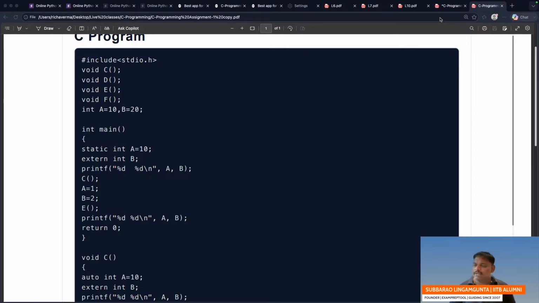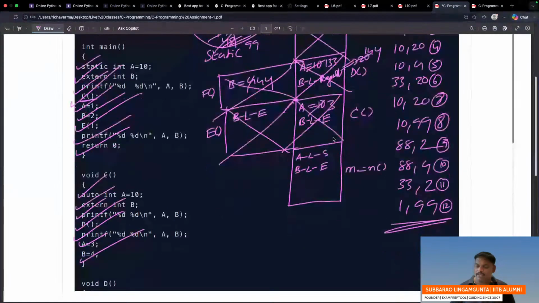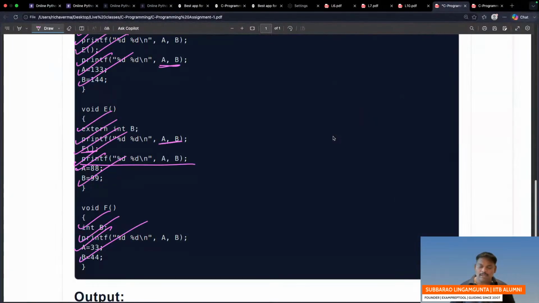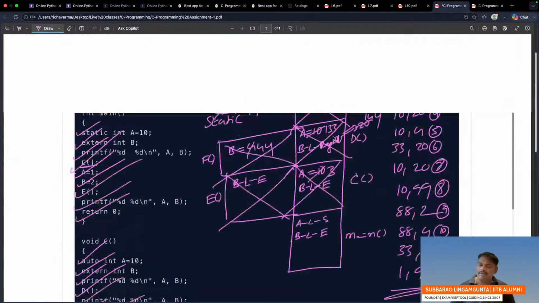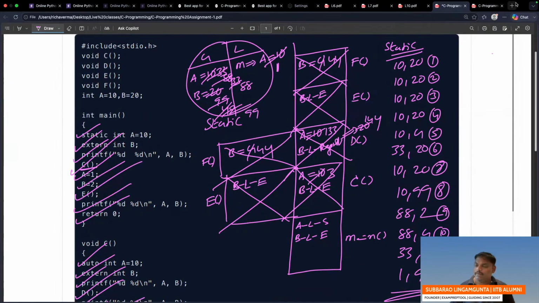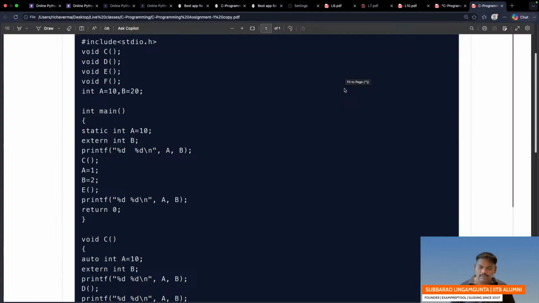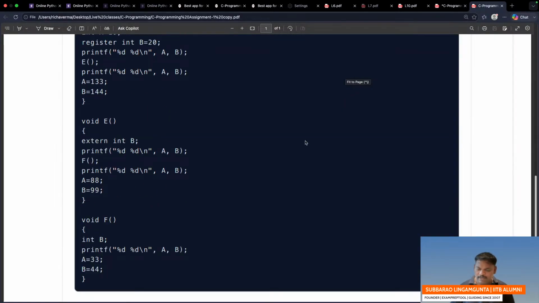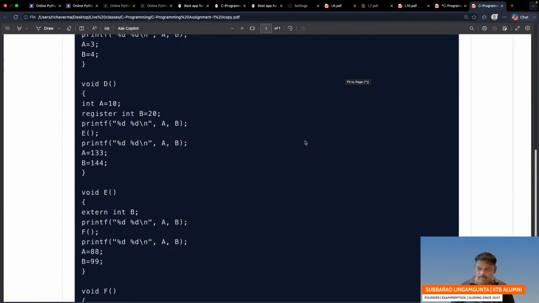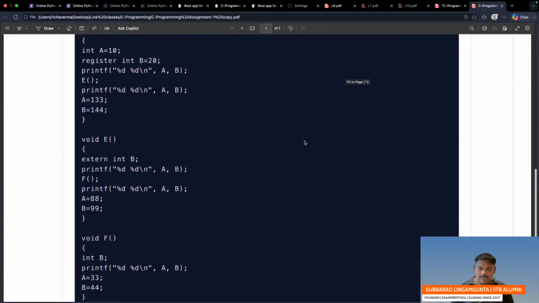The static scoping answer is already available. I took one more copy. Let me do dynamic scoping also. This is for dynamic scoping purposes. One more copy I took, so I will try to do this. Whatever problems I faced in the previous one, I will try to resolve here.